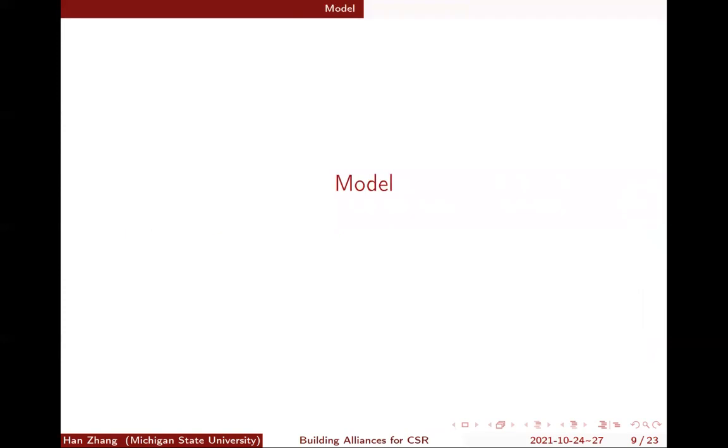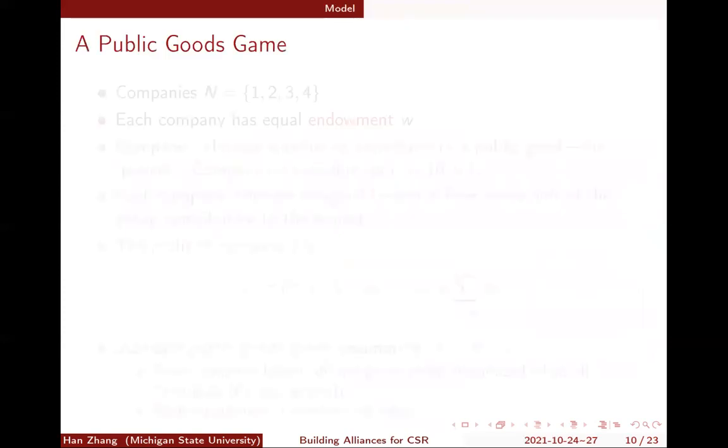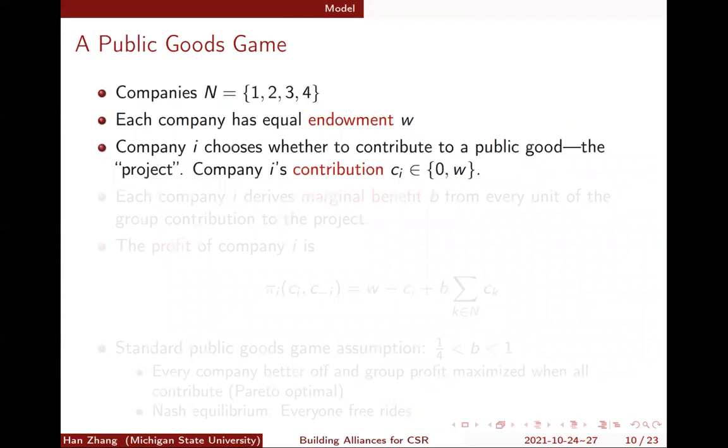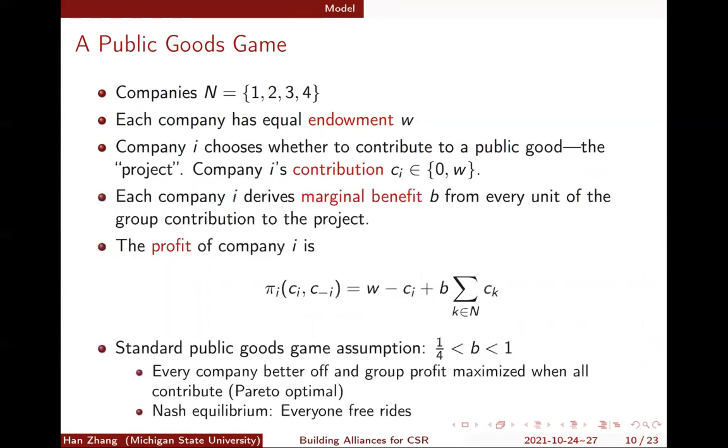So, how do we model this? At its core, our model is a public goods game. We consider 4 companies, each with equal endowment W. A company makes a binary choice to contribute nothing or its entire endowment to the public good, the social responsibility project. Company i derives benefit B from every unit of the group contribution to the project.